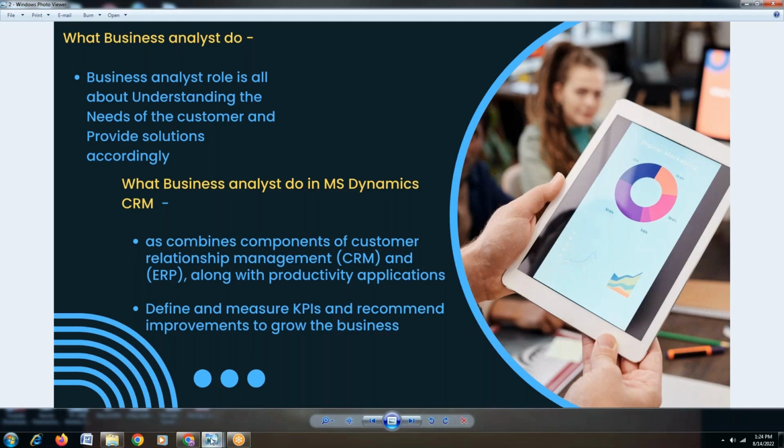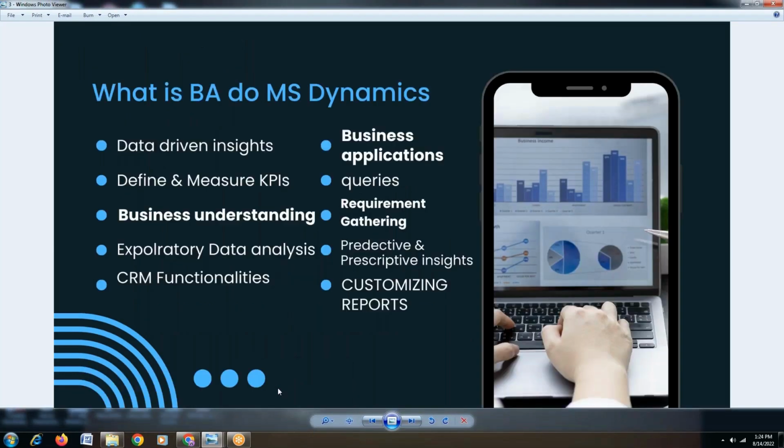Now, if you go into detail about the business analyst responsibilities in reference to MS Dynamics, one is data-driven insights, which is essentially important for any business analyst, who has to understand the right data and provide the insights in reference to it. All that will be taken care of by the BA here. Next, defining and measuring key performance indicators, as I stated some time back. Next, business understanding for any enterprise is essentially required, because organizations and businesses are of different types, so understanding the businesses is also essentially required here.